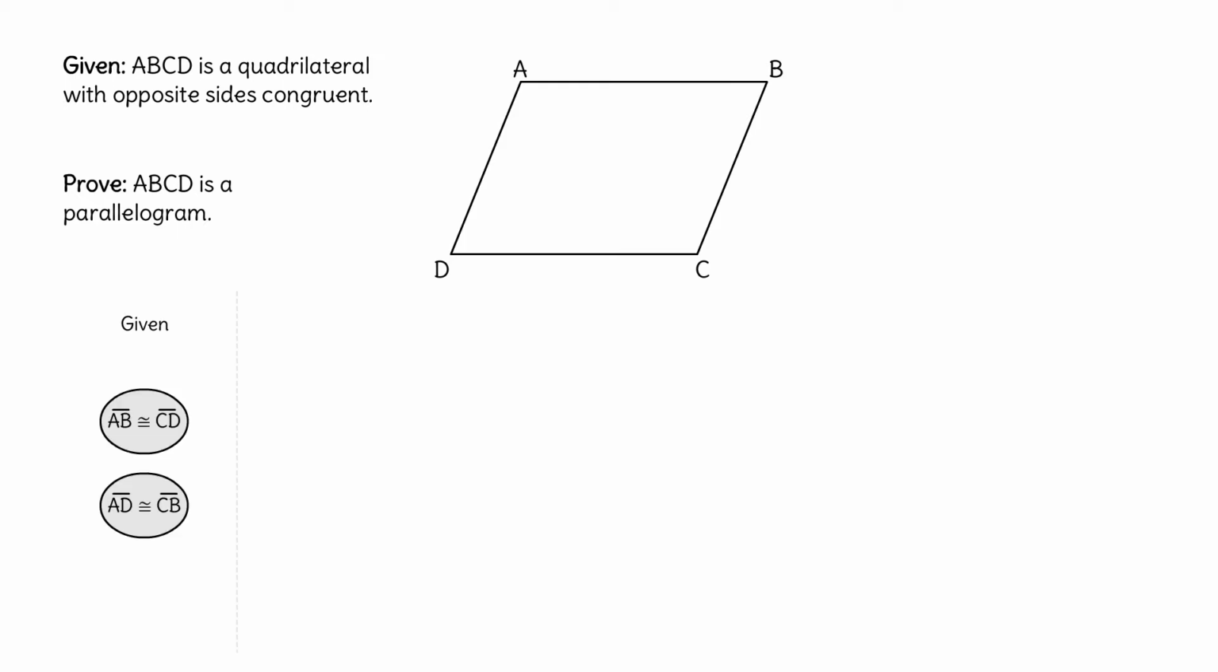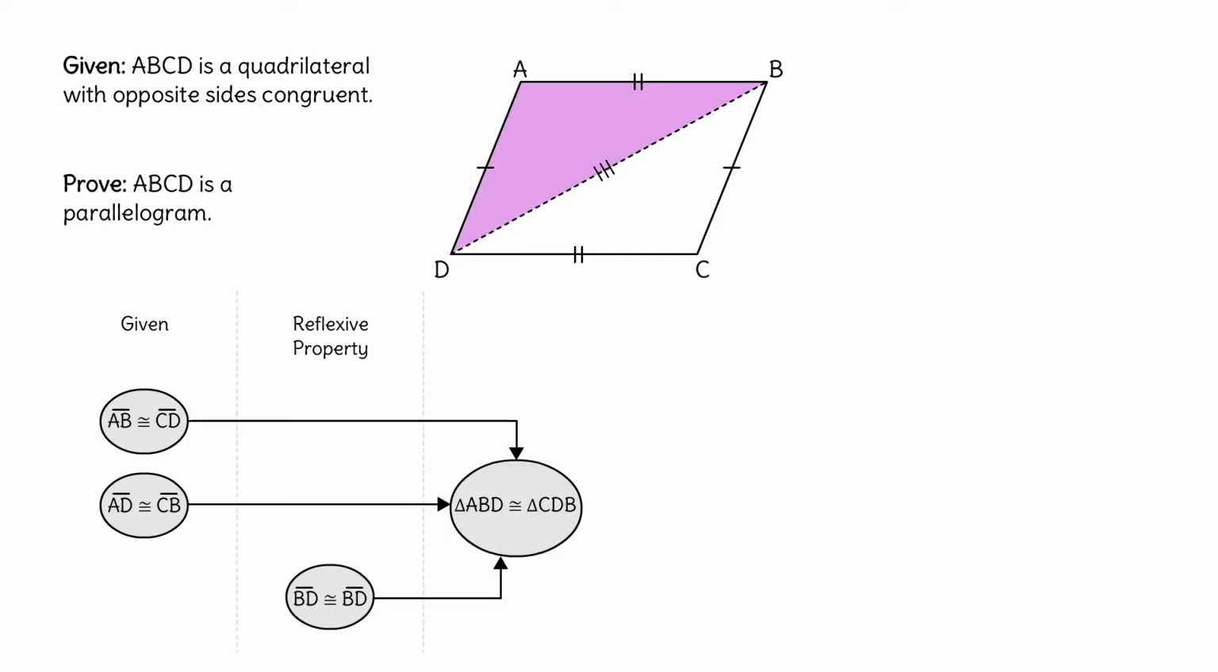Let's add the given congruent sides to our drawing and a diagonal as before. Can you prove the triangles are congruent? We have two pairs of sides congruent. Can you find a third? Yes. BD is in both triangles, and BD is congruent to BD by the reflexive property. Now we can say triangle ABD is congruent to triangle CBD by side, side, side.